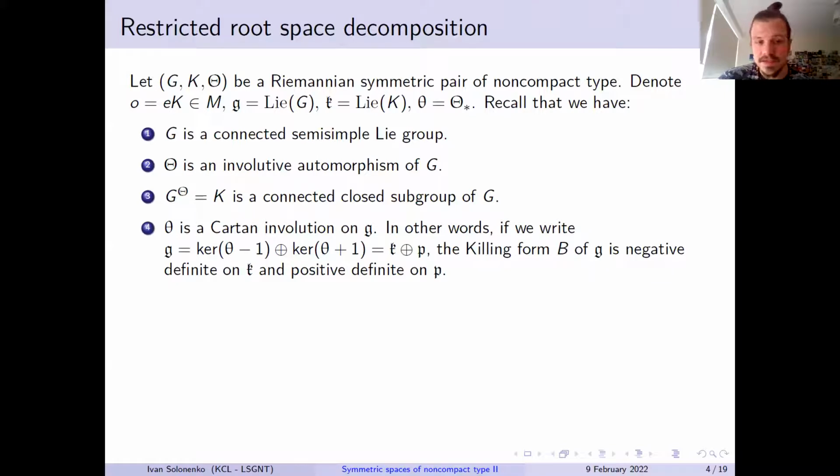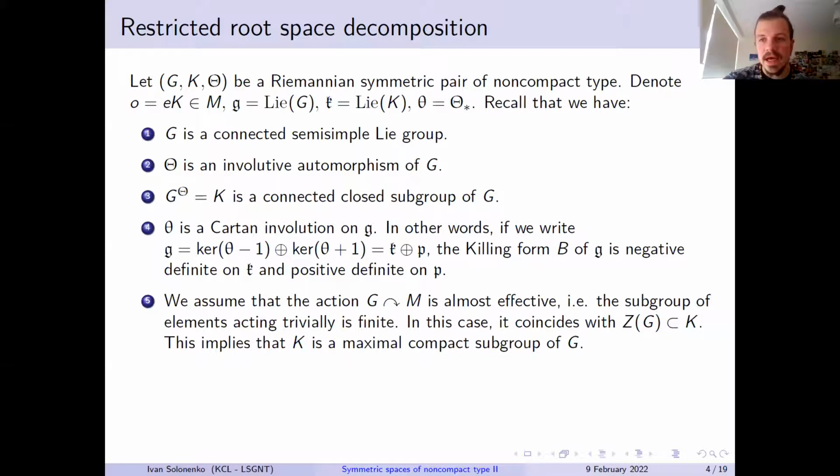And small theta is the Cartan involution on 𝔤. This is pretty much the definition of non-compact type. So I decompose 𝔤 into the Cartan decomposition, the +1 and -1 eigenspaces of small theta, and call it 𝔨 plus 𝔭. Now the Killing form B, that's the definition of Cartan involution, is negative definite on 𝔨 and positive definite on 𝔭.